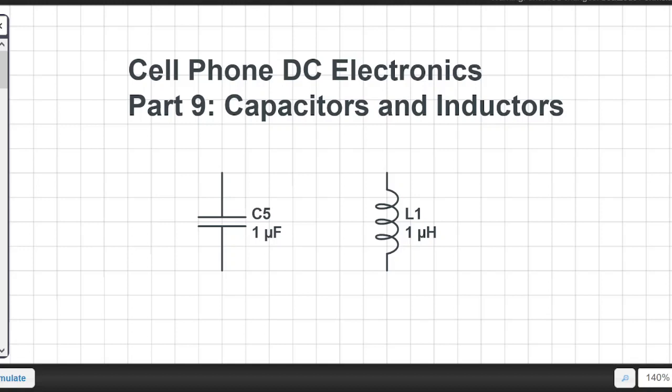Okay, so let's talk about some more cell phone DC electronics. This time, we're going to talk about capacitors and inductors. The symbols on the schematic on the page, the left one is a capacitor, and the right one is an inductor.